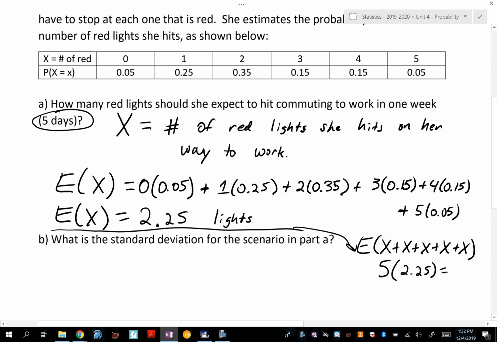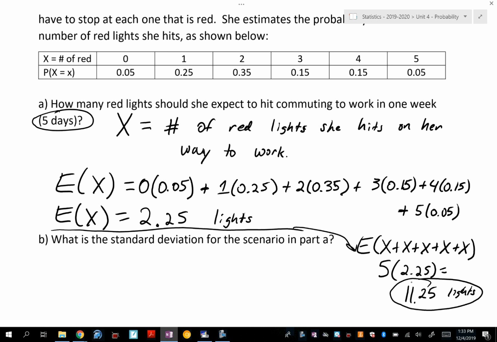And got what? You had it. What is it? You're good. Okay, so that is actually the answer: 11.25 lights. For an entire week, that's how many we expect her to get stopped at.